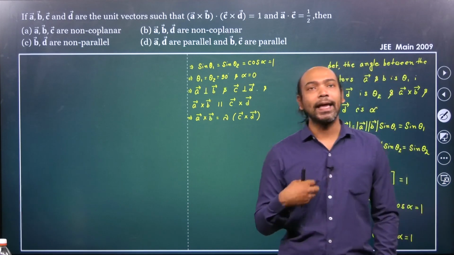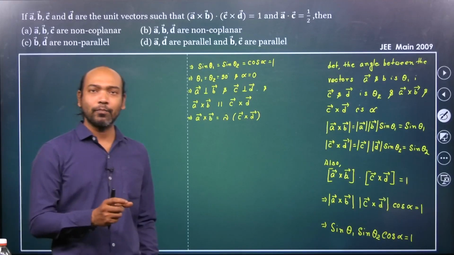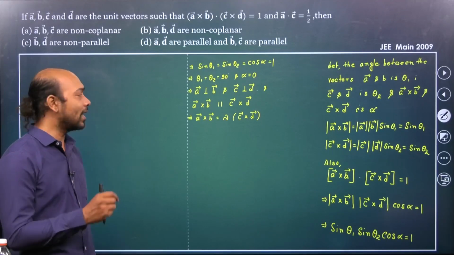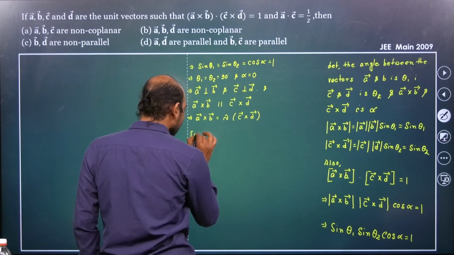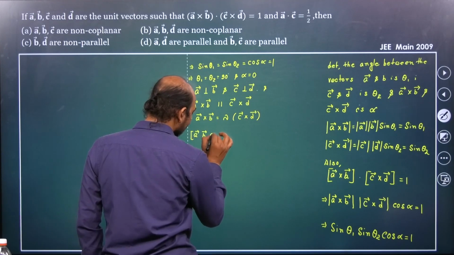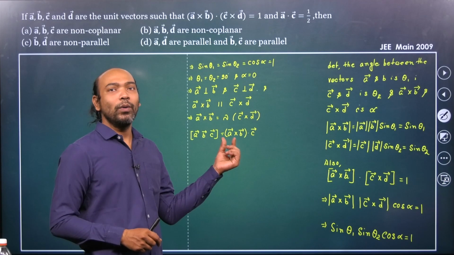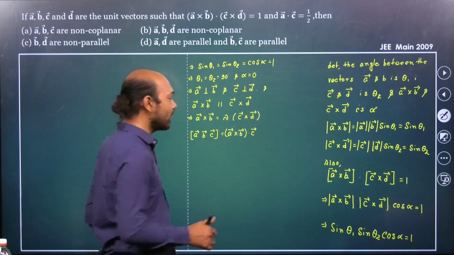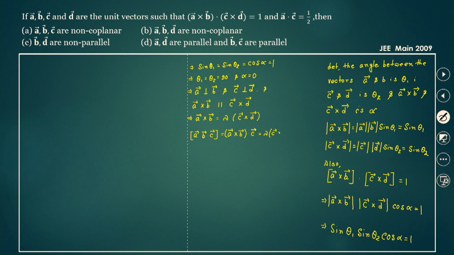Now what's our aim? My aim is to prove that they are coplanar. What is the condition of coplanar? That the scalar product is 0. That means the scalar triple product of A, B, C. So we consider the scalar product of the three vectors, which can be easily written as A cross B dot C. Now if I take the dot product, we find that A cross B is equal to lambda into C cross D. So it can be easily written as lambda into C cross D dot C.